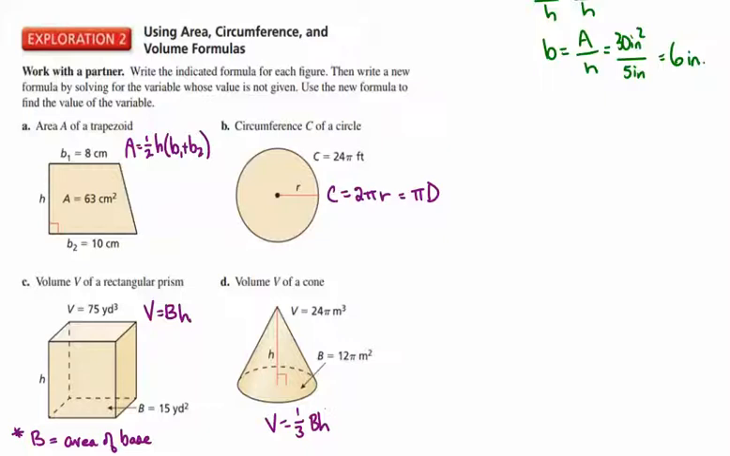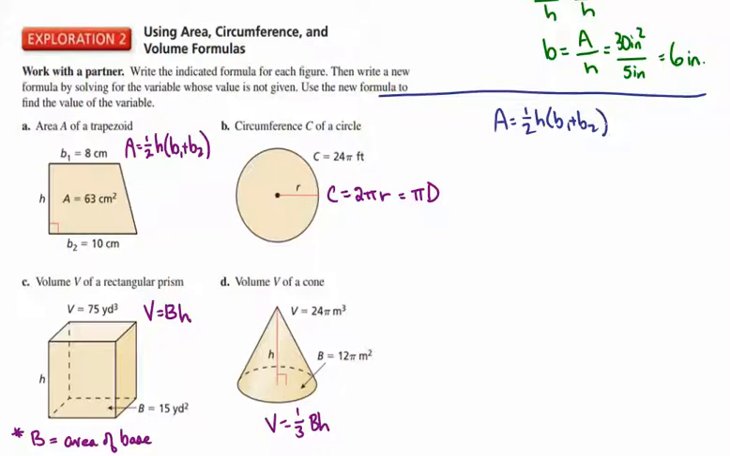Alright, so what we want to do in this particular set of examples is to first solve for the missing variable. That means to isolate that variable, and then to plug in the information that we have and to see what the value of the missing variable is. So we're going to start with the first one. A is equal to 1/2 of the height times the sum of the bases.